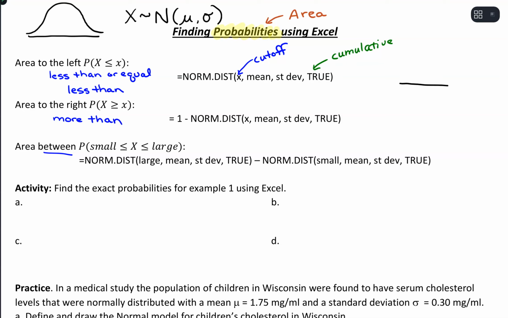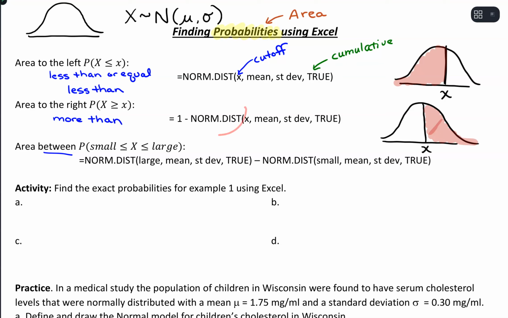So this scenario is where we have our bell-shaped curve. We have some cutoff x somewhere on our number line. And this would be the case of looking less than that value. So we would be shading to the left-hand side. Okay, so if we want to do area to the right, so more than or equal to, so this would be the case where we have our bell-shaped curve, we have some cutoff value x, and we're going to be shading to the right. We want the area under the curve to the right-hand side.